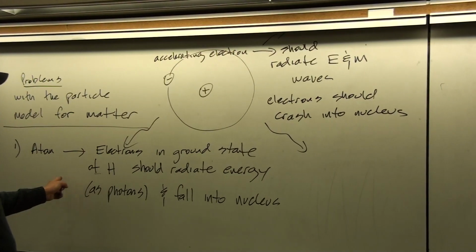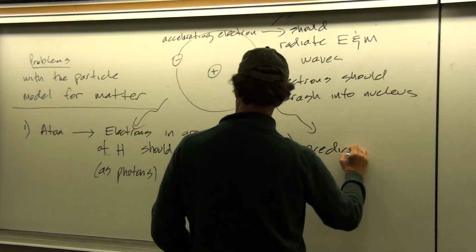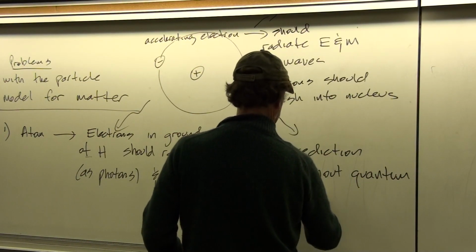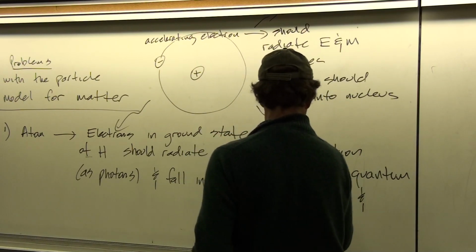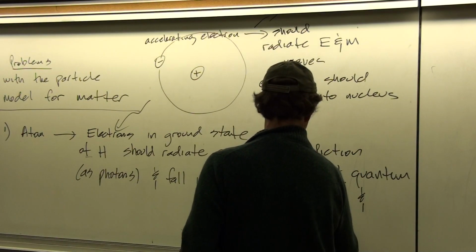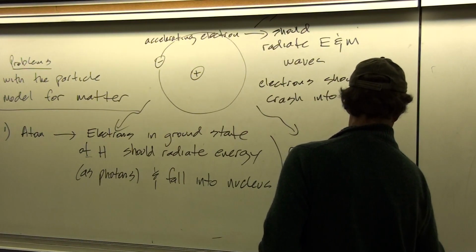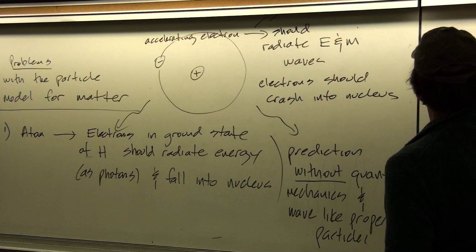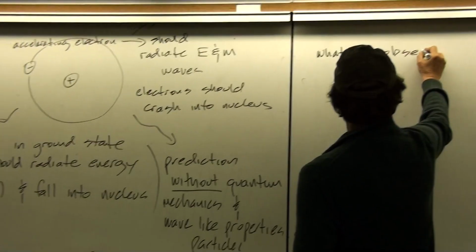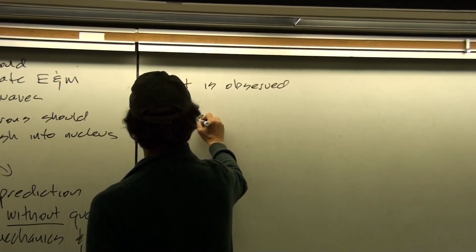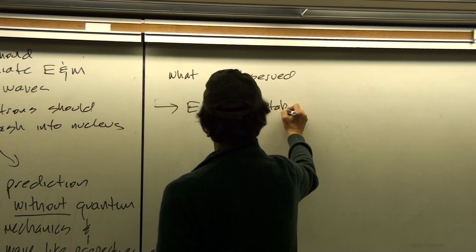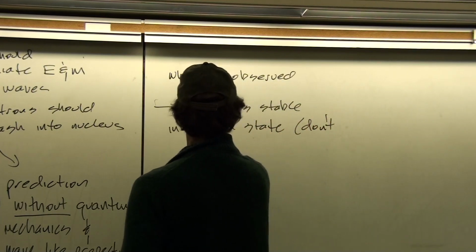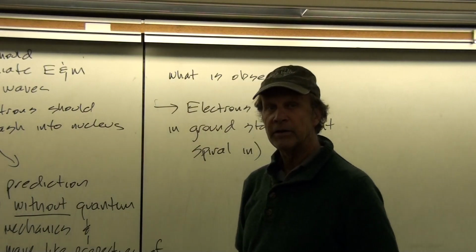Okay, so this is the prediction then of classical physics without quantum mechanics and the wave-like properties of particles. But what is observed is that the electrons are stable in the ground state. In other words, they don't spiral in. And they give off no energy in the ground state.